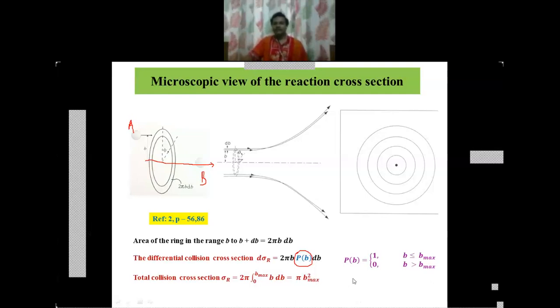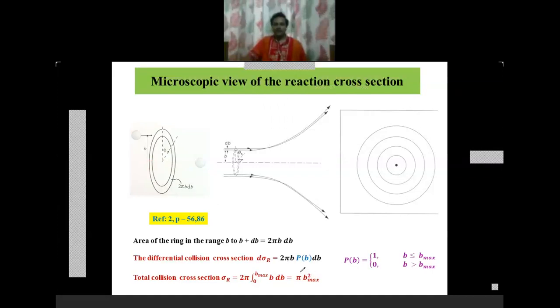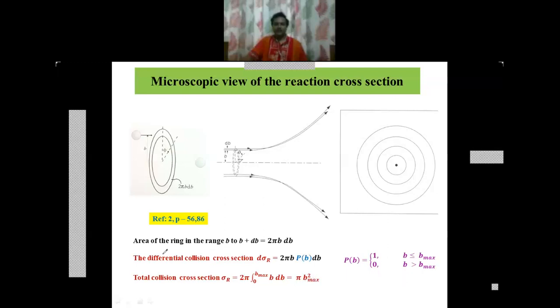D is the diameter of the molecule, right. So this is basically the pi B max square. Now if we think about classically the hard sphere, then the value is actually pi d square, where d is the diameter, right.